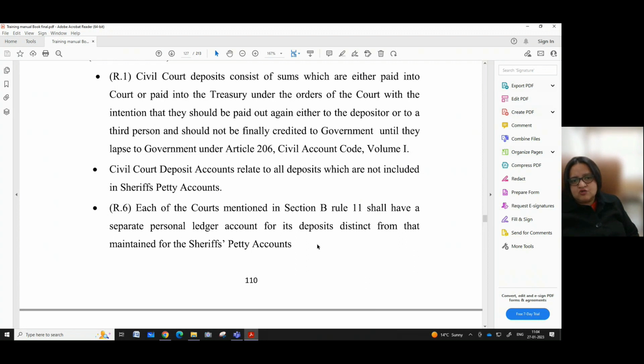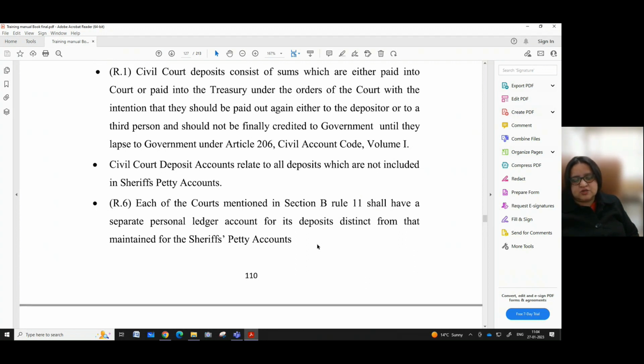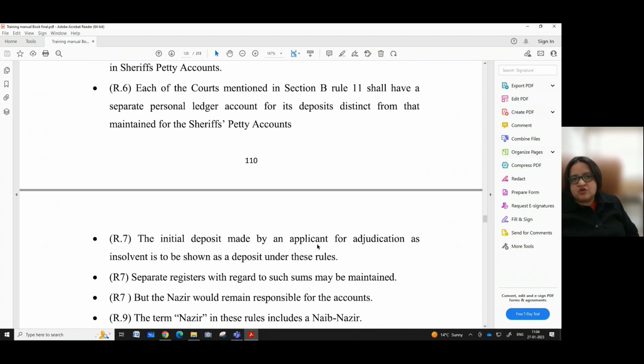Civil court deposit accounts relate to all deposits which are not included in Sherriff petty accounts. Rule 6, each of the courts mentioned in section B, Rule 11 shall have a separate personal ledger account for its deposit, distinct from that maintained for the Sherriff petty account.